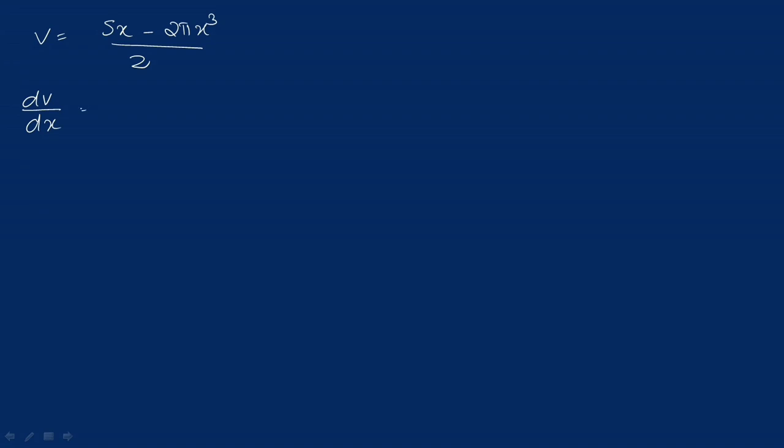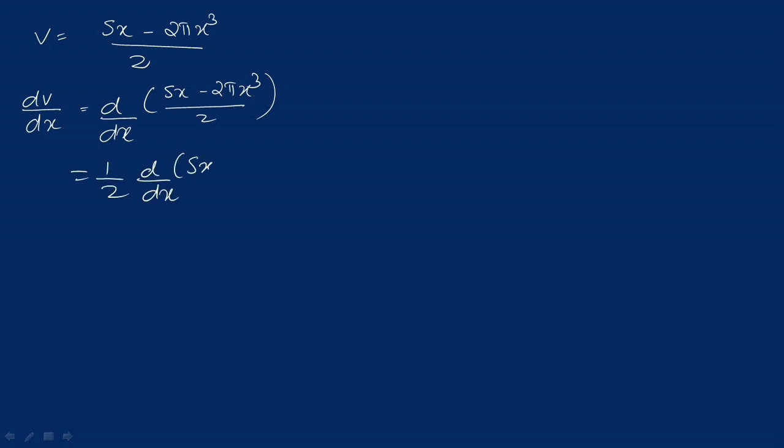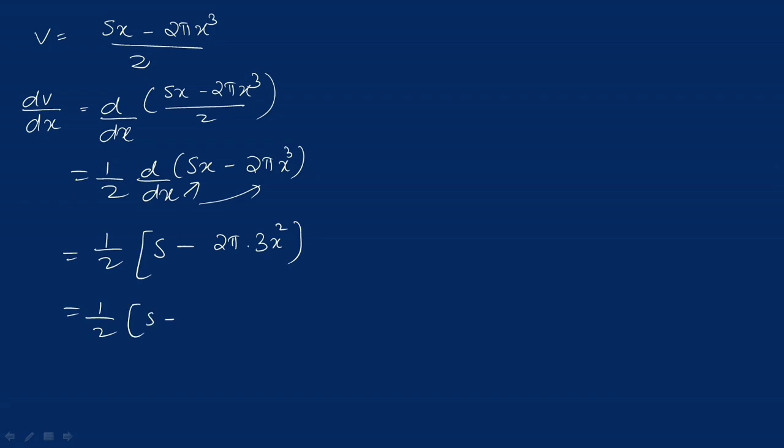So what is dV by dx then? That is d by dx of (Sx minus 2 pi x cube) by 2. The 1 by 2 is taken outside, so 1 by 2 into d by dx of (Sx minus 2 pi x cube). S is a constant here, so d by dx of Sx is S, minus 2 pi into d by dx of x cube, that is 3x square. Or we can write 1 by 2 into (S minus 2 into 3, that is 6 pi x square). So that is dV by dx.